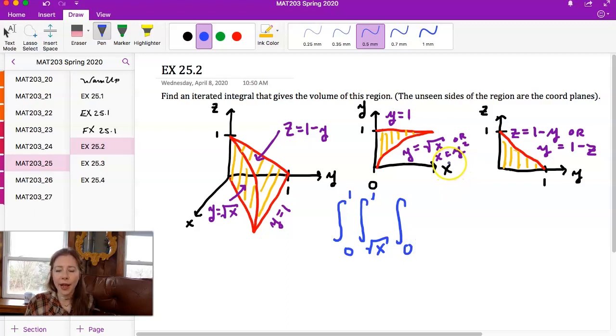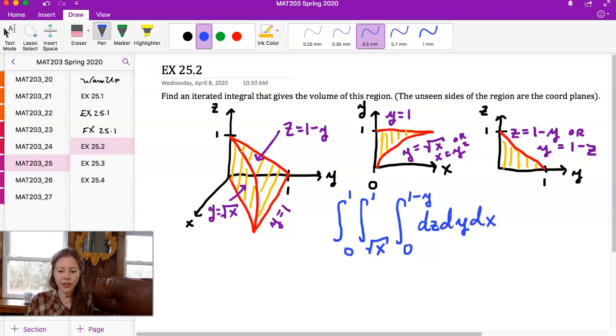And our upper bound for z is going to be 1 minus y. So it's okay to have z just in terms of y and not x here, because our middle integral is in terms of y, which is defined by x, which will be okay once we get to our outermost integral, finally in terms of dx. So this is going to be dz, dy, dx.